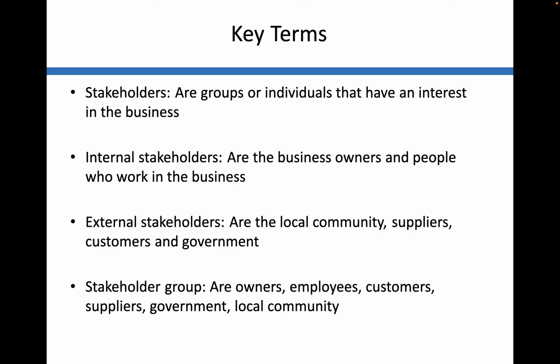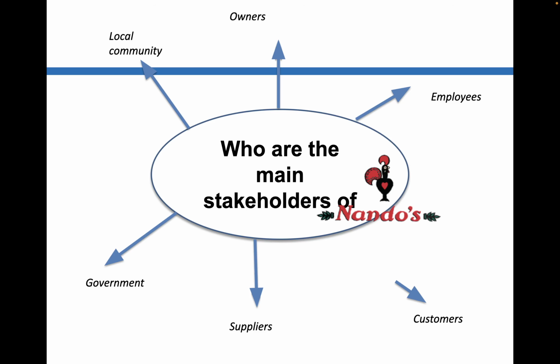There's loads of stakeholders, like 30, 40, 50, 60 different stakeholders for a business. If you Google a list of stakeholders, you'll come up with loads of different ones. For OCR GCSE Business, you just need to know the ones that are listed here. So owners, employees, customers, suppliers, government and local community, and I'll go over what all of these are in just a sec. So again, who are the main stakeholders of, for an example here, Nando's?